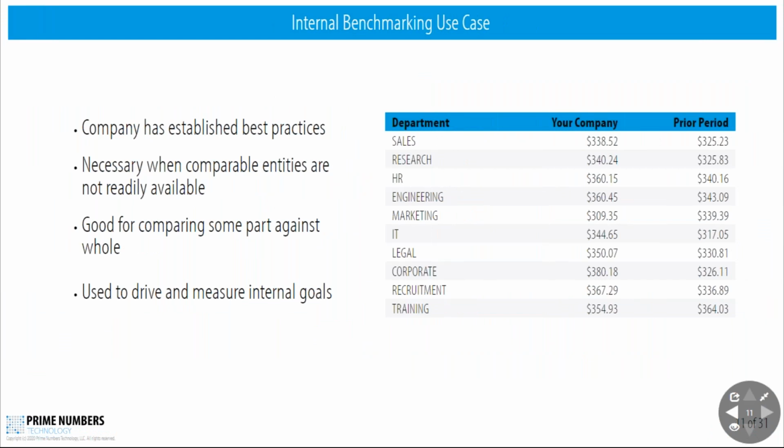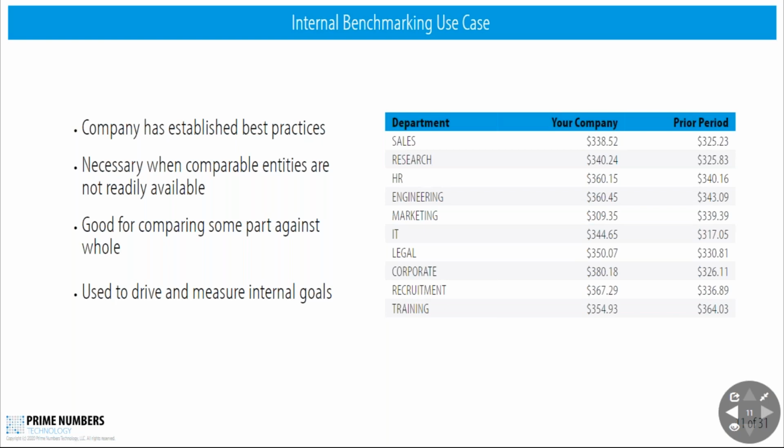Now, the use cases for internal benchmarking: when you have established best practices, your policy is dialed in, you have all of your ducks in a row, it's a really good way. It's also good to look at when there aren't comparable entities available. Maybe within your industry, you're a unicorn and there's nobody who quite does business the way you do. Or potentially you're so large that there aren't comparable entities in so many of your key markets. You just dominate.